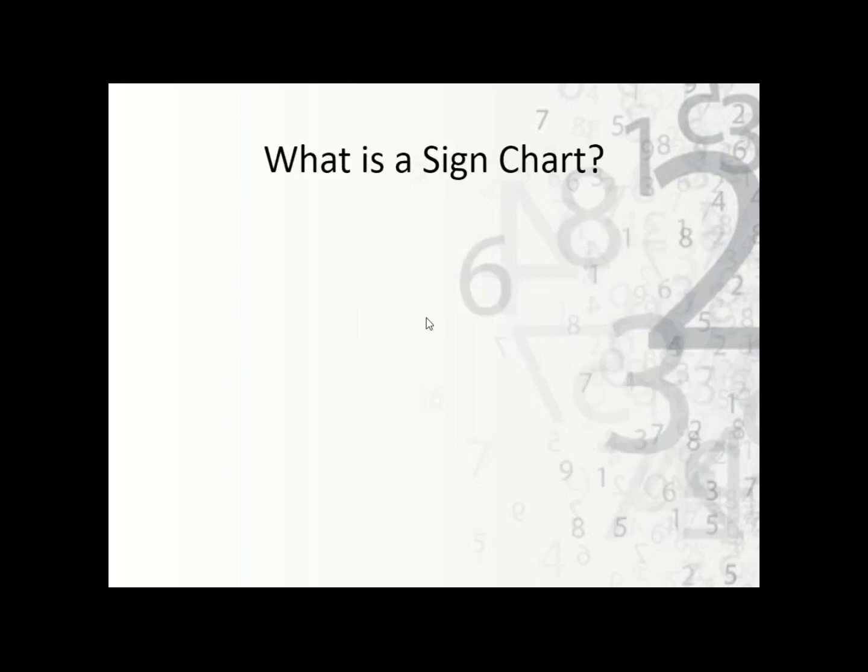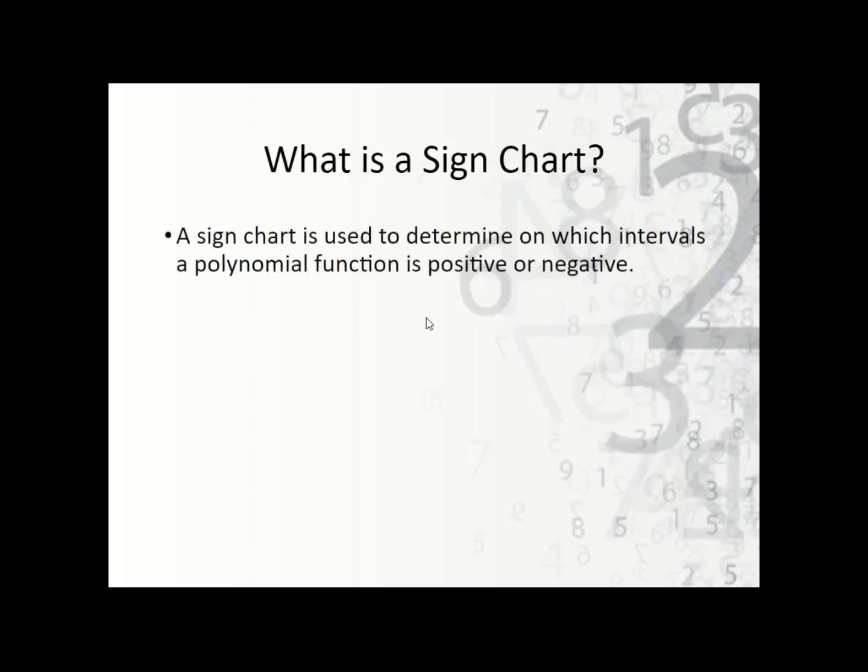Now, what is a sign chart? A sign chart is used to determine on which intervals a polynomial function is positive or negative. So we talked about positive and negative intervals. Now we're going to use a graphical display to show where it's positive and where it's negative and when it changes between them. The top of the sign chart represents the positivity of the function. So is it positive or negative? We have positive, 0, negative, 0, positive. So that means it goes from positive to positive, and these are my x-intercepts.